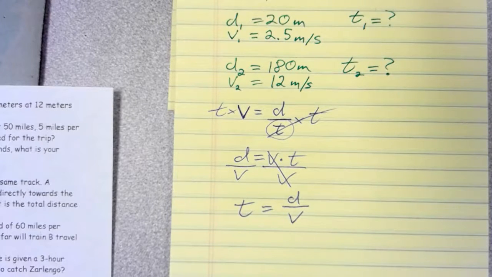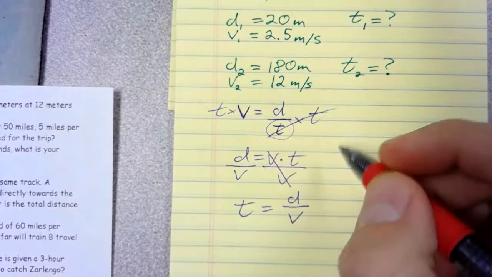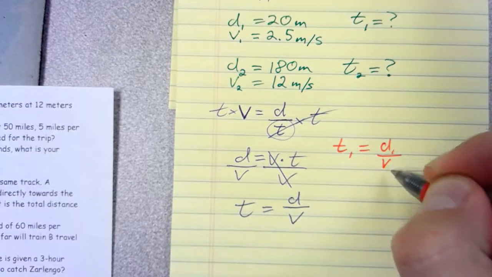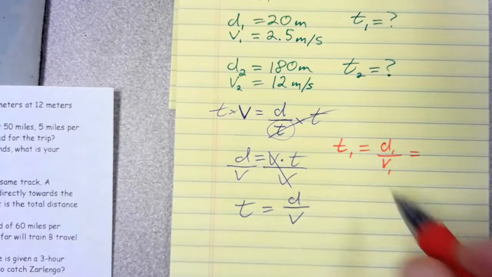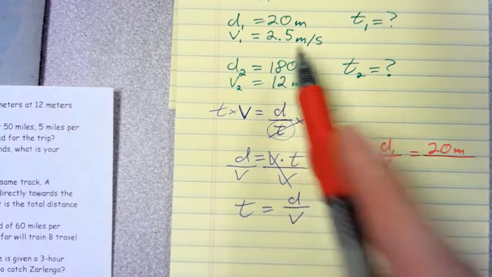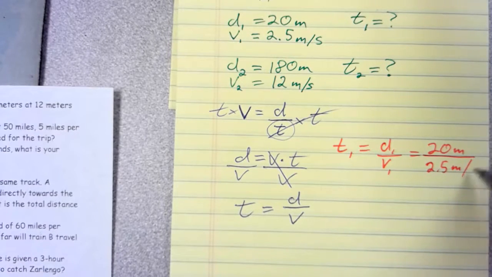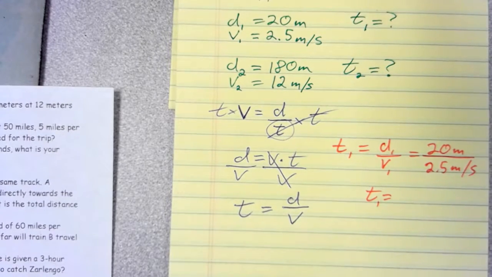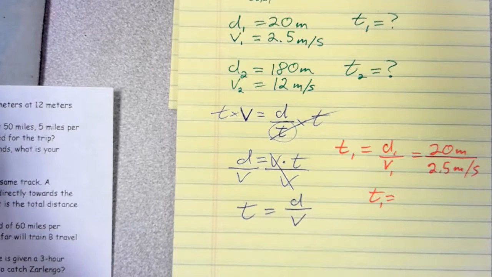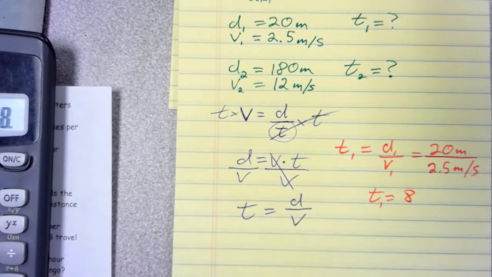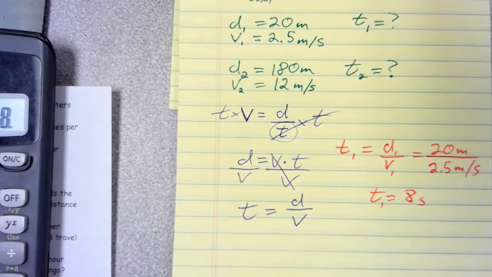Now I'm going to do this in 2 separate stages. I'm going to go through and I'm going to find T1, which is equal to D1 divided by V1. D1, 20 meters. V1, 2.5 meters per second. So calculating that out, I can take 20 divided by 2.5, and that's going to give me an answer of 8. My units in my velocity were seconds, so that's going to be T1 is equal to 8 seconds.